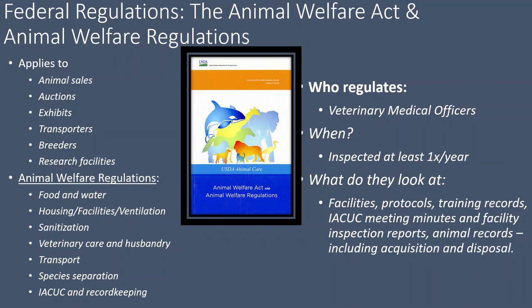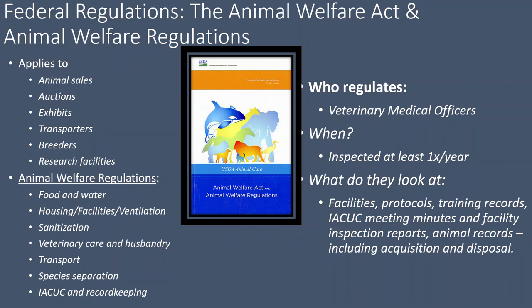Veterinary medical officers, VMOs. They ensure compliance with the Animal Welfare Act, AWA, a very complex task. The USDA's Animal and Plant Health Inspection Service, APHIS, VMOs conduct unannounced inspections of research facilities at least once a year using the Animal Care Inspection Guide. APHIS prioritizes the humane care and well-being of animals.